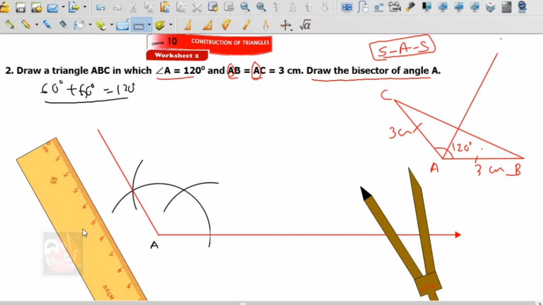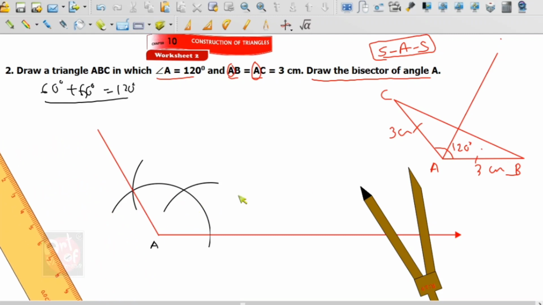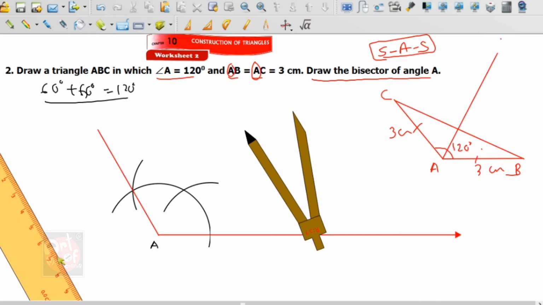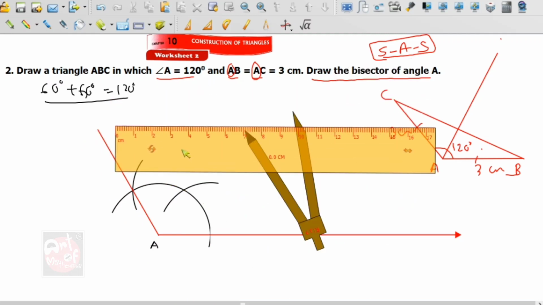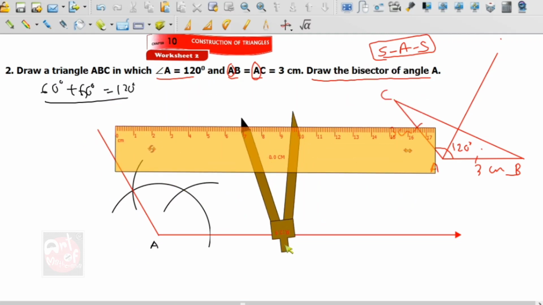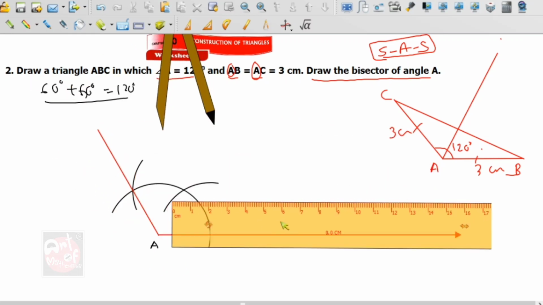It is 120 degrees. Can you see that? Now if you measure it, you will get 120 degrees. Now what to do? This is what? This is 3 centimeter, and that one is also 3 centimeter. So I have to cut with the help of compass and scale. Scale and compass. I have to show you that it is 3 centimeter.